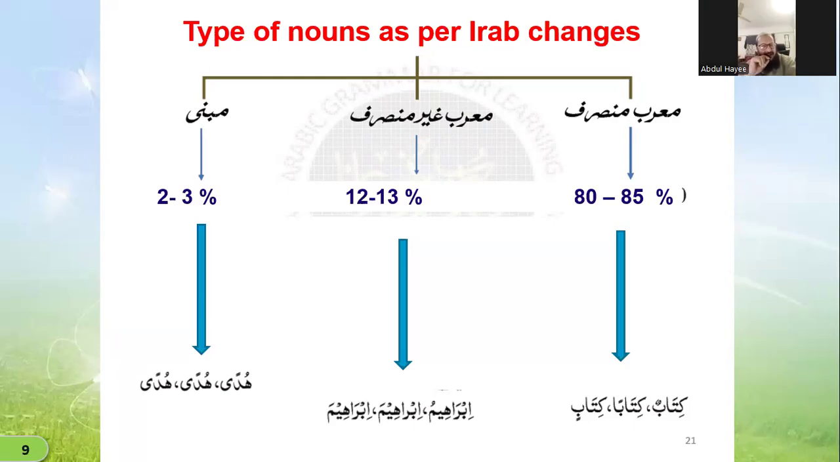The second category is called Mu'arab Ghair Munsarif. They are 12 to 13% of nouns, and they have only two forms. Ibrahimu in raf, Ibrahima in nasb, Ibrahima in jar, again the same condition. So they are 12 to 13%. The last category of the noun, 2 to 3%, is called Mabni. They have only one form, just like hudan, hudan, hudan, hadha, hadha, hadha. Their raf, nasb, jar is the same.